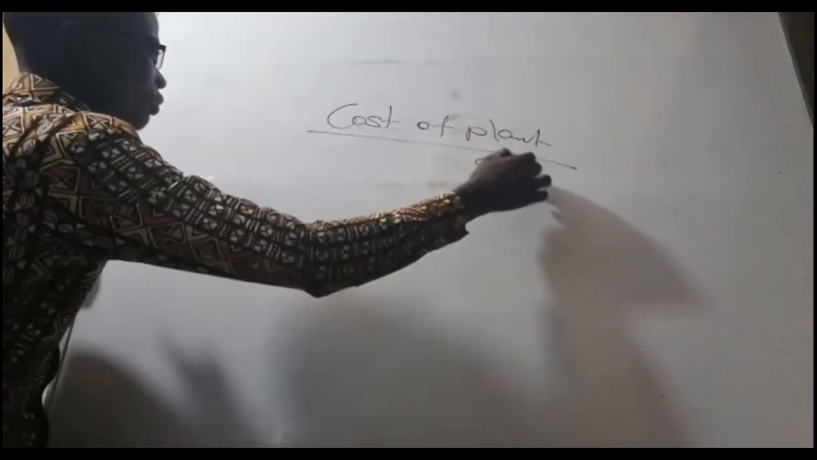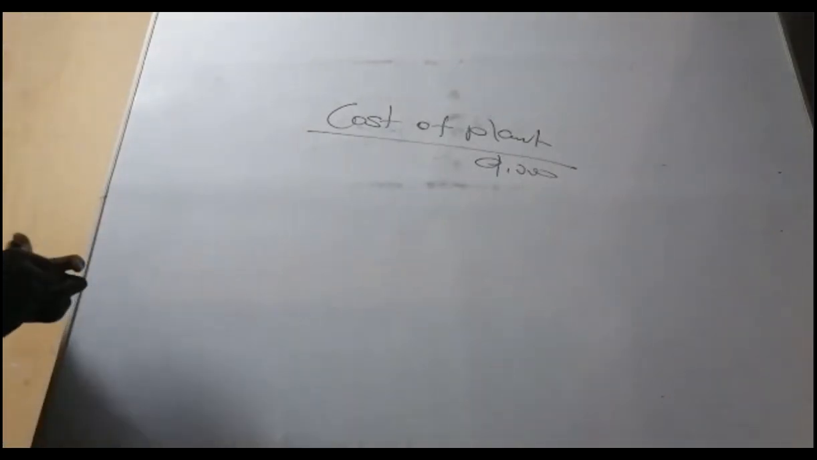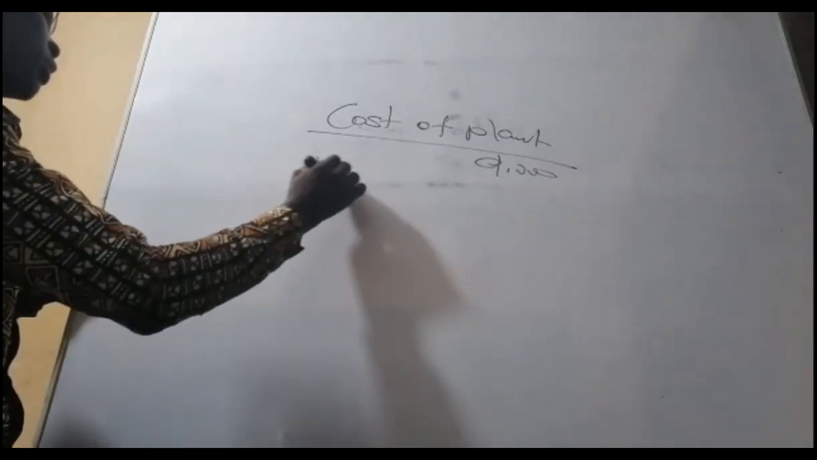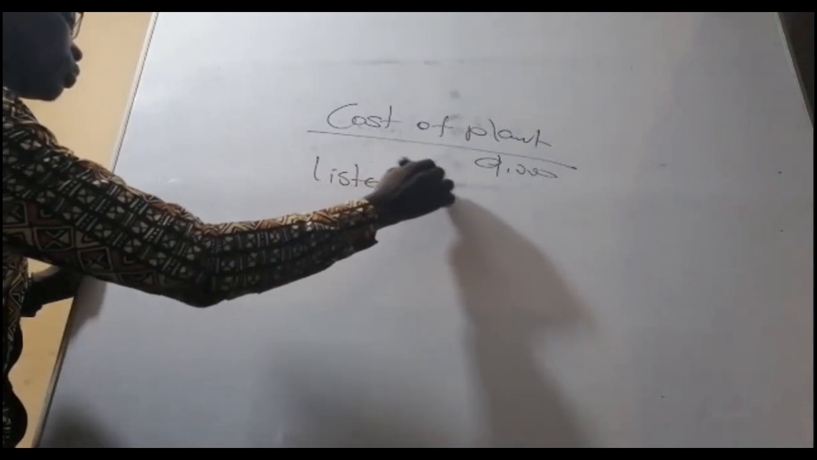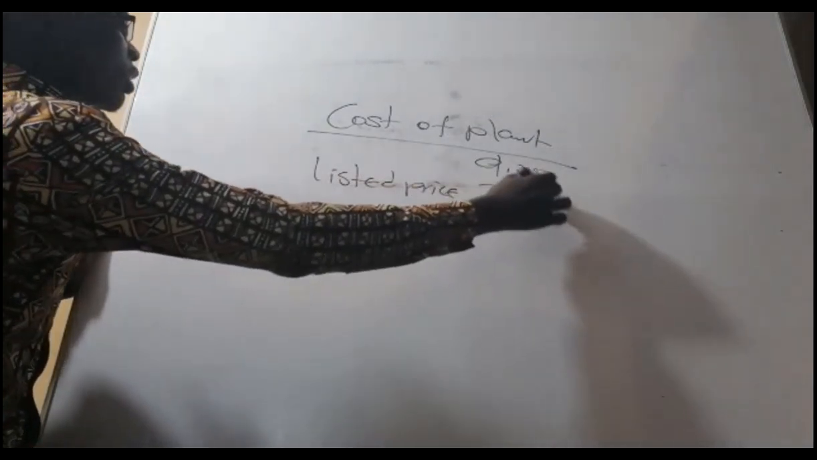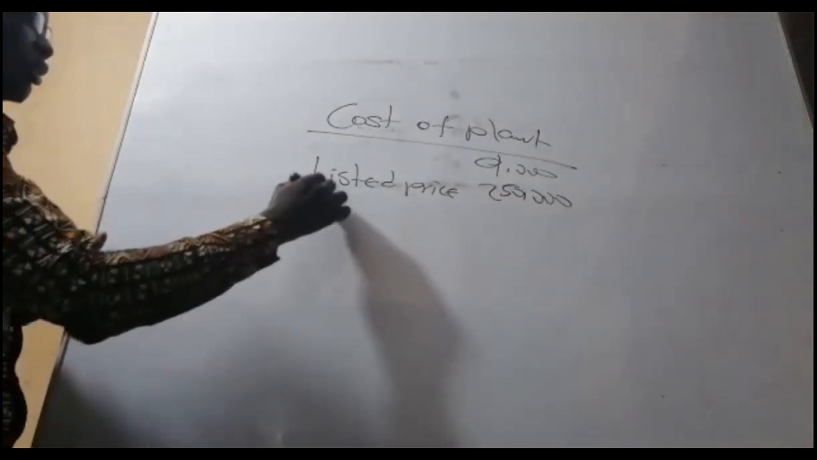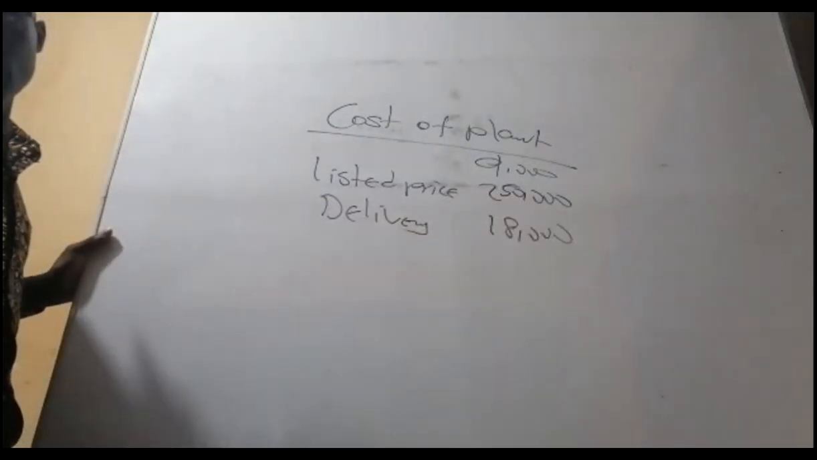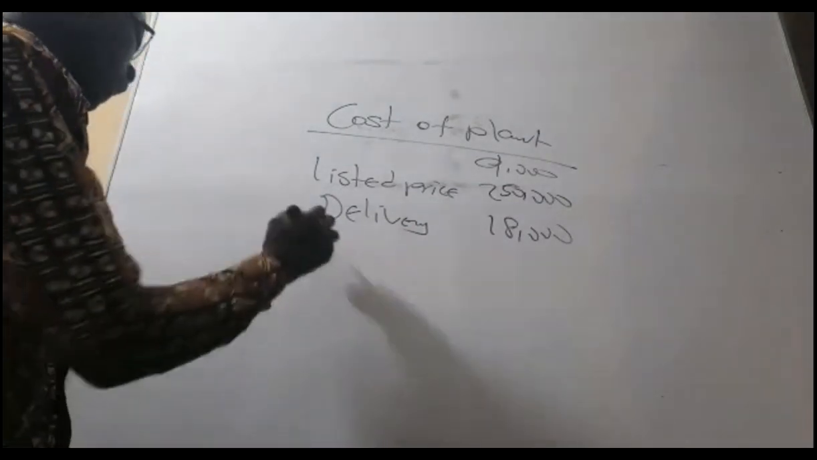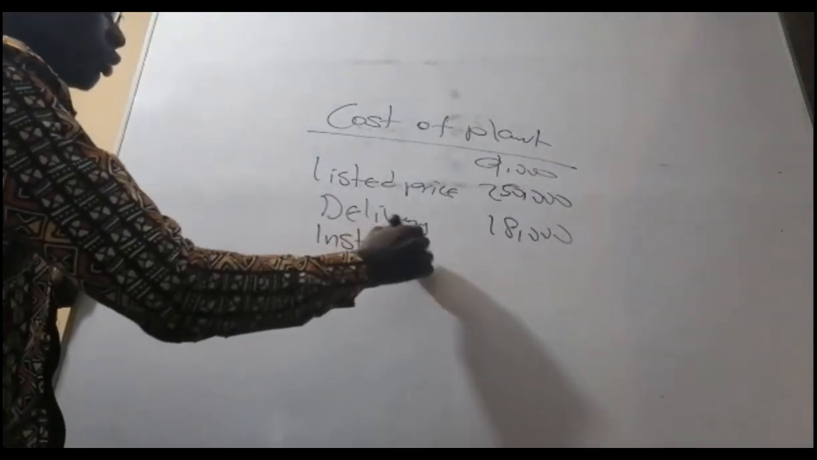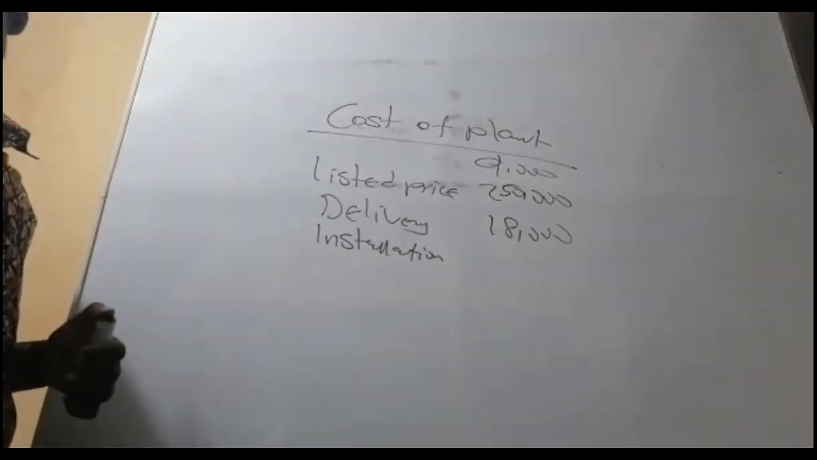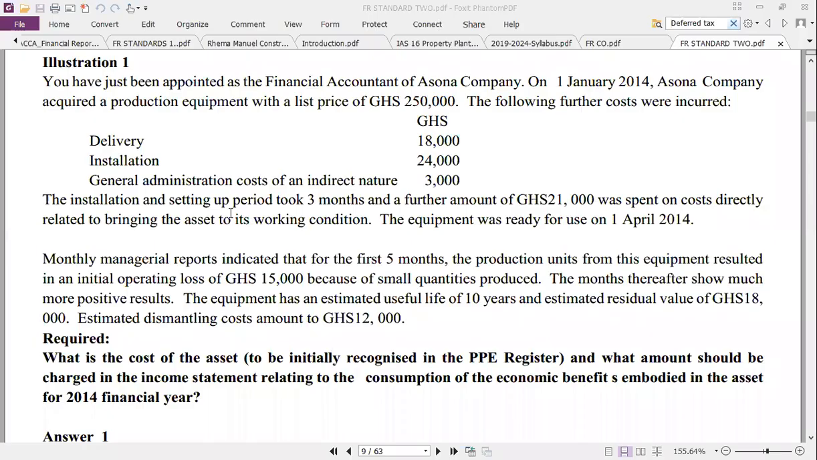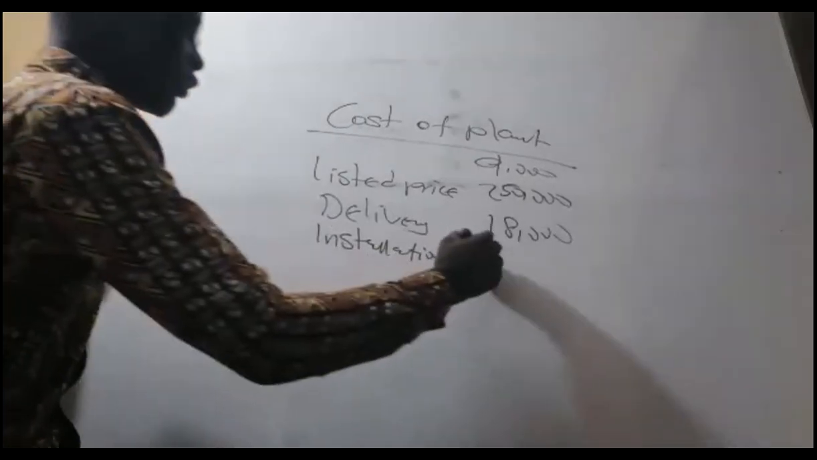First item is what? Yes. So the first item is the listed price. That's the same as the purchase price. 250,000. Then delivery. Delivery was 18,000. Then installation. Let me look at the question. Delivery is 18, installation is 24. Installation is 24,000.